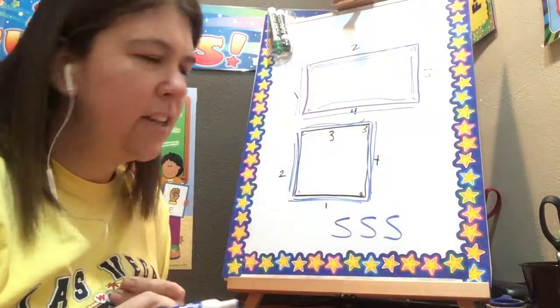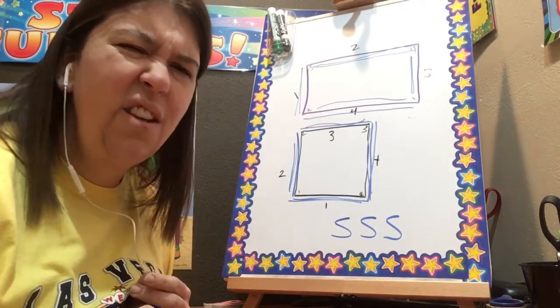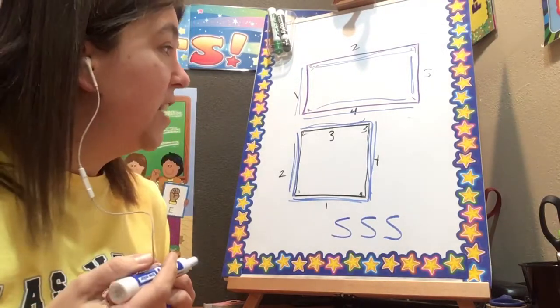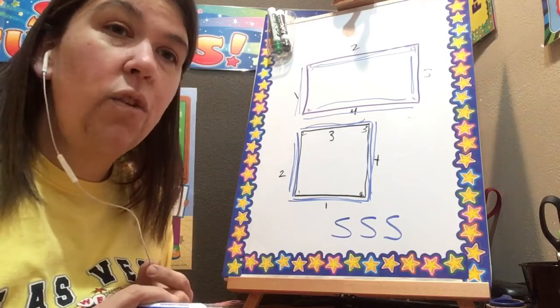You know I have to do that. Did you know a teenager always acts like that? You know they do. All right, so that is what makes a square special. That is how they're different than a rectangle as well.